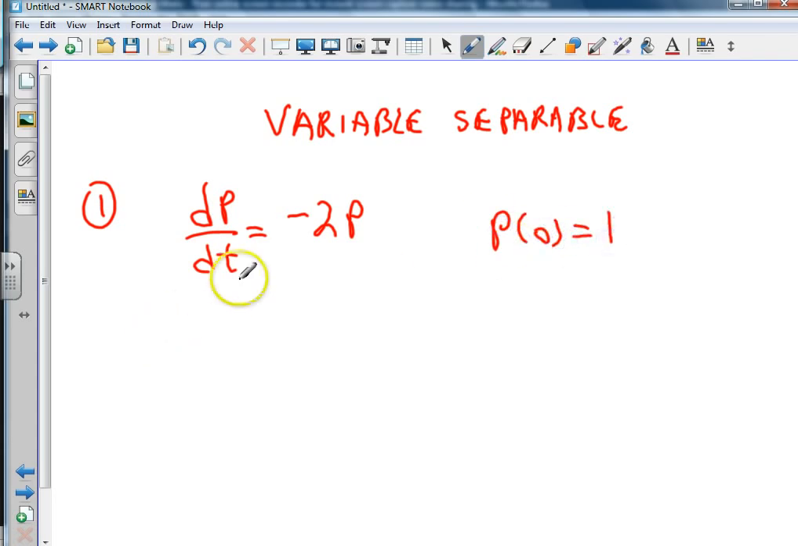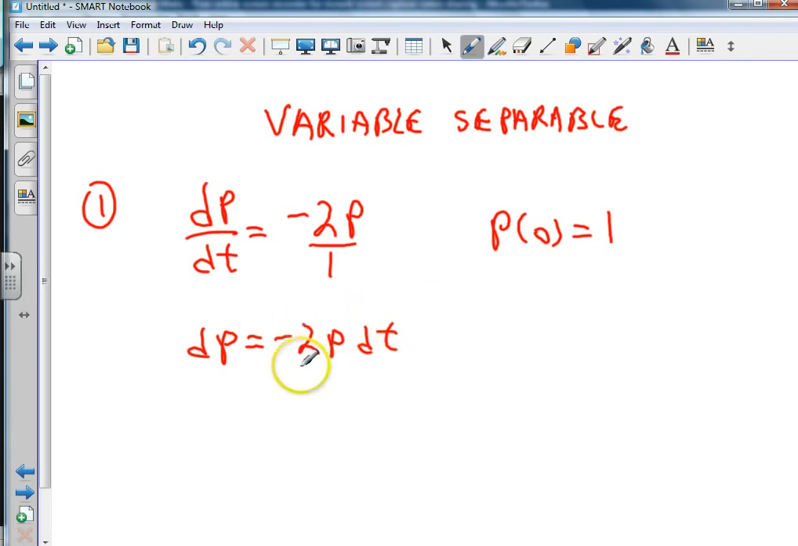How do you separate these variables so you can anti-differentiate both sides? In this case, it's a cross multiply. It's not always a cross multiply, you're going to see. All right, so if we cross multiply, thinking of this as a fraction, we get dP equals negative 2P dt. Cross multiplying isn't enough here. Why? Because the P's are not separated from the t's. So what's next?